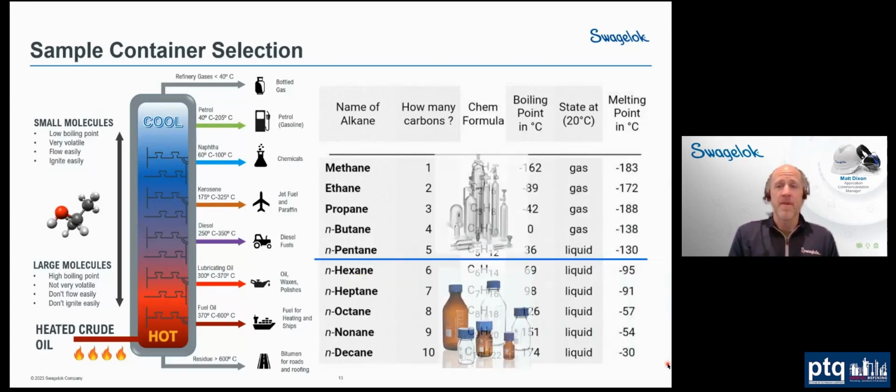Anything above that, if our sample contains those hydrocarbons above that, we're going to need to maintain it under pressure in order to keep that from changing phases on us. So we'll use a sample cylinder. Anything below that, we would potentially have the option to use a bottle, assuming that the liquid wasn't toxic or some other condition caused us to use a sample cylinder instead.